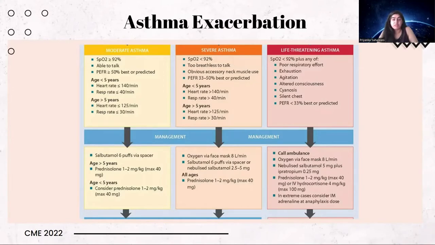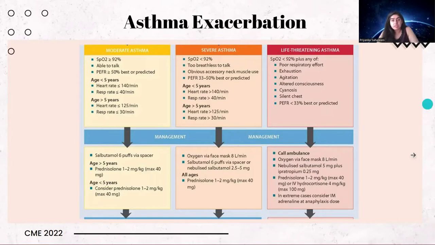In age less than 5, if their heart rate is less than 140 and respiratory rate is less than 40, and above that age, heart rate less than 125 and respiratory rate less than 30, you're still in the safer zone. It's a moderate exacerbation of asthma. So you will give them salbutamol by a spacer, and if needed, you may give prednisone. In age greater than 5 years give the full dose, and in less than 5 years you will decrease the dose, maximum 40 milligrams in both cases.